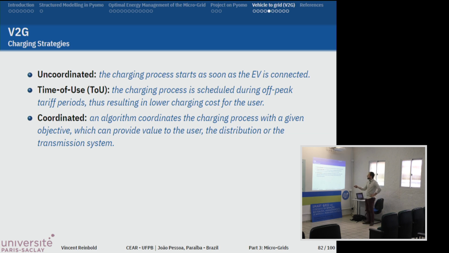So the coordinated strategy is a deterministic system where there is a real intelligent system that says when to charge what. It can have different objectives. Usually the objective is the quality of the energy.